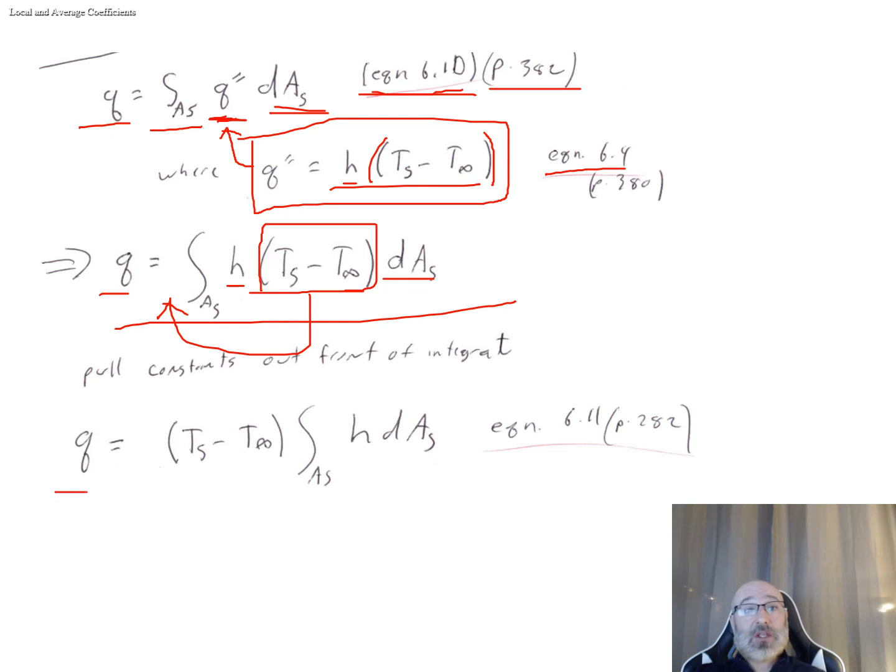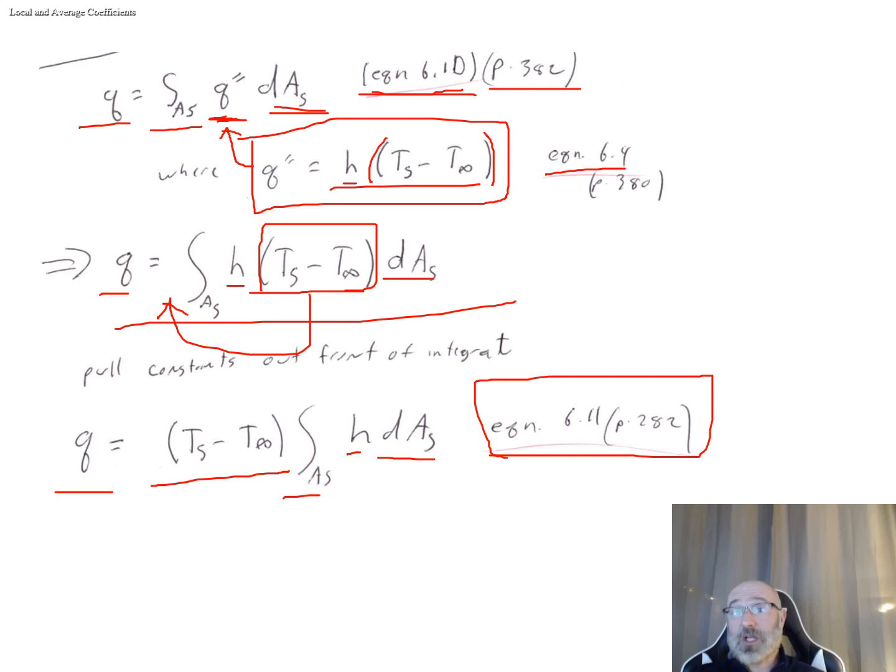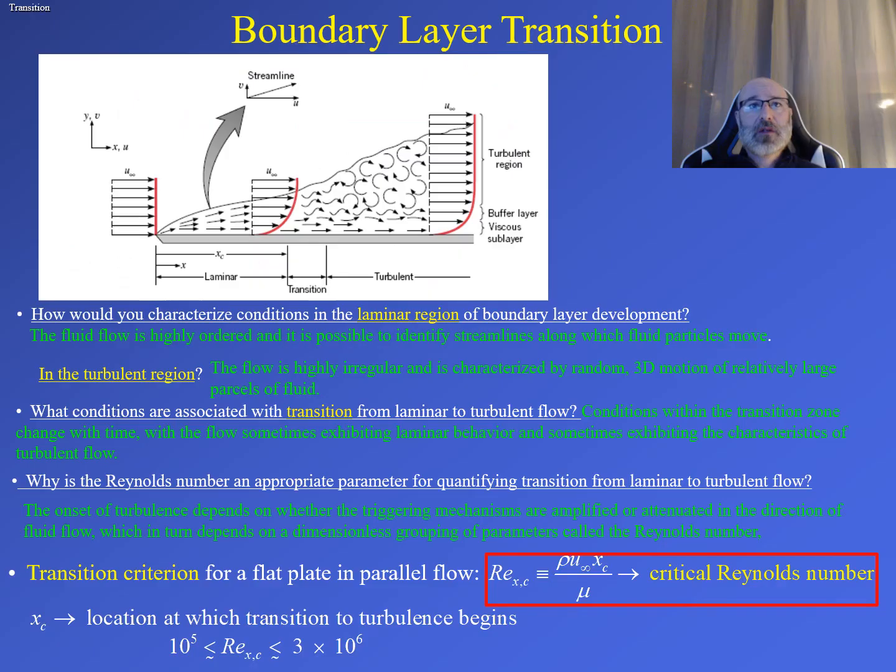And now we can see that Q is equal to that temperature difference of Ts minus T infinity times the integral over As of h dAs. And this is our equation 6.11 that we see on page 282 of our textbook. So just a little derivation, going through some math here on how we can go between these different equations and how they were derived. So now I want to take a look at our boundary layer transition.